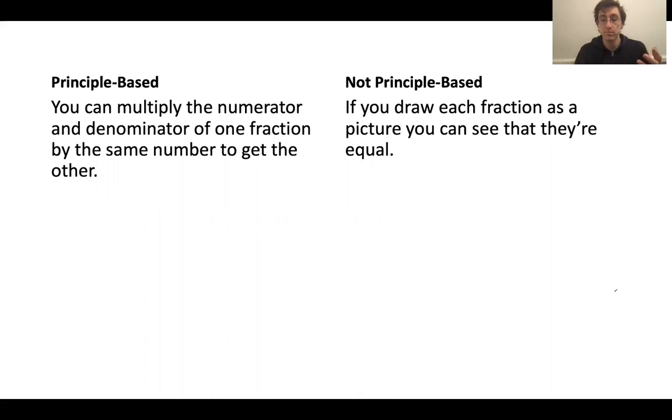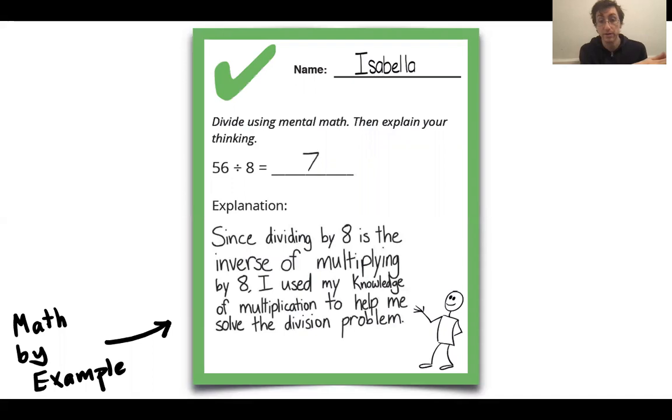So let me show another example here. This is from Math by Example, an excellent resource full of worked examples and explanation prompts by a group named SERP in the US. And here's a worked example, a correct one. 56 divided by 8 is 7. Now the prompt in this worked example for the student, to the imaginary student, is explain your thinking, the dreaded explain your thinking. But here's a model of it.